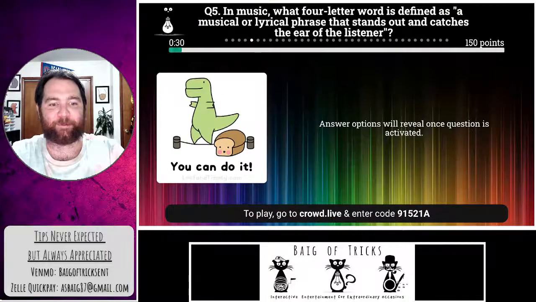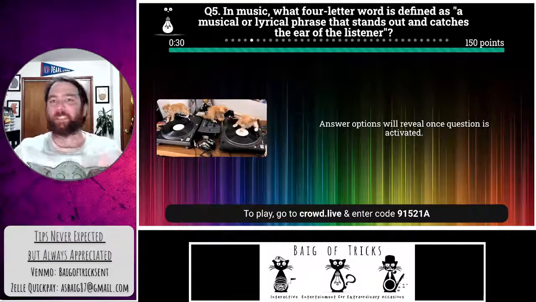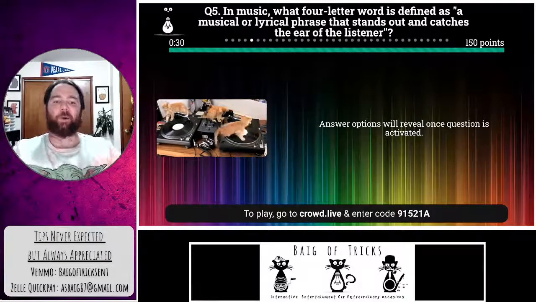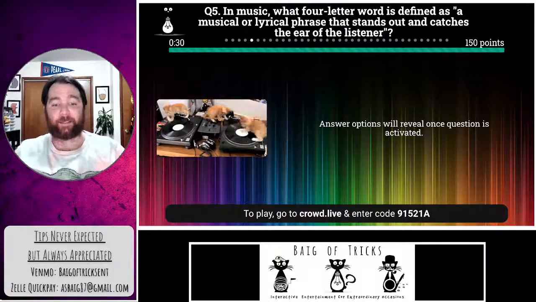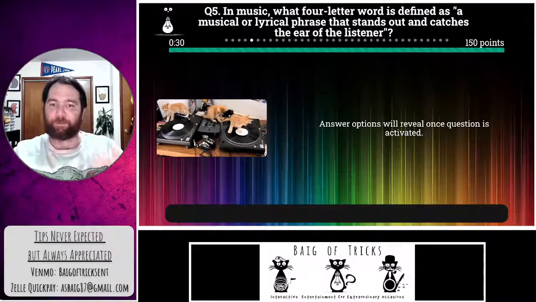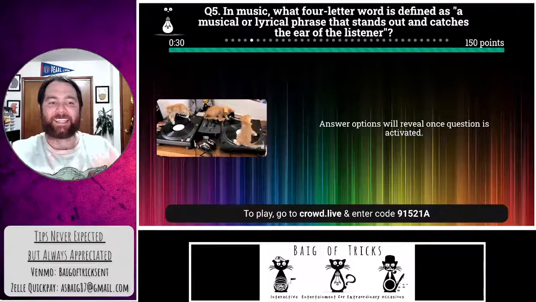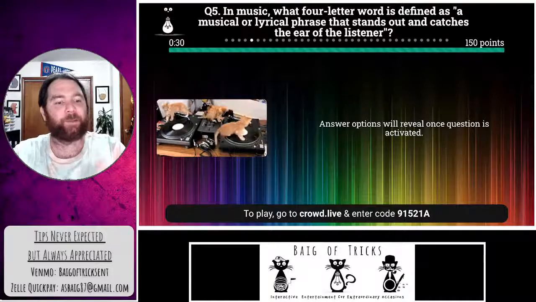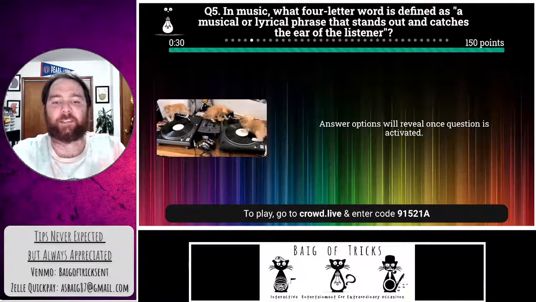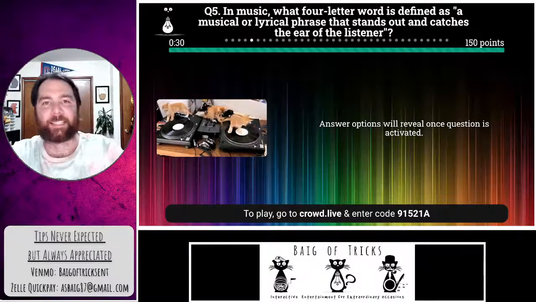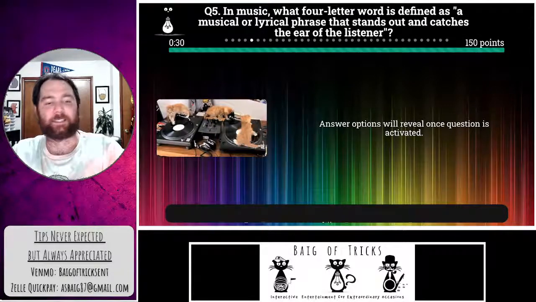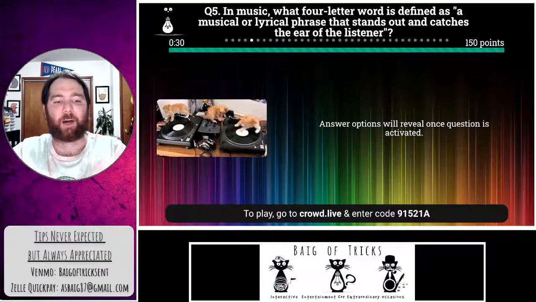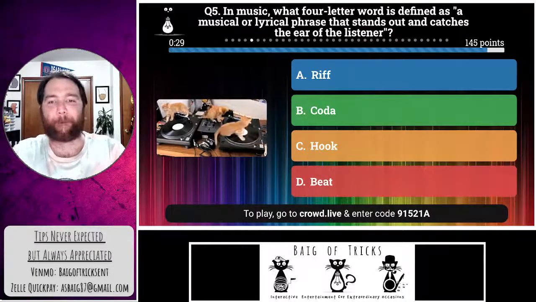All right, question number 5. In popular music, what 4-letter word is defined as a musical or lyrical phrase that stands out and catches the ear of the listener? Is it a riff, a coda, a hook, or a beat?